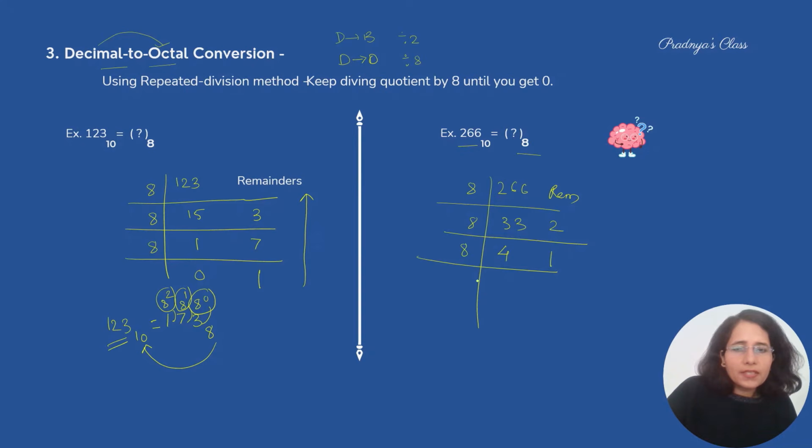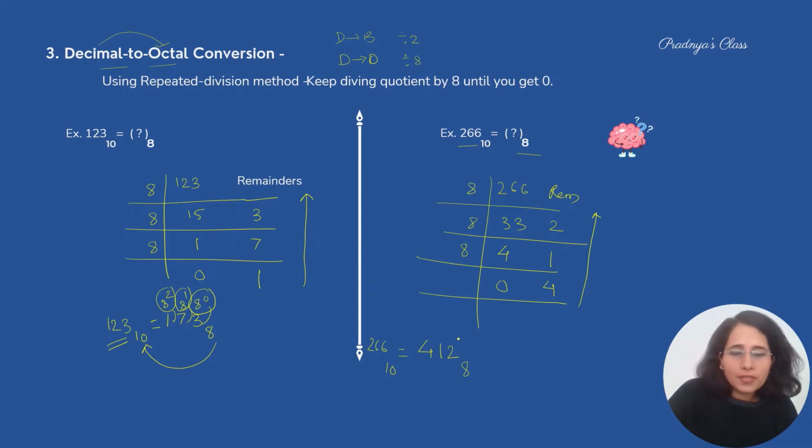Try to divide once again. So here we cannot divide. So 0 times we have to divide. So we'll get remainder 4. Again record the remainder from bottom to top. So we got the number 412. So our number was 266. It was decimal number system and the octal equivalent is 412.